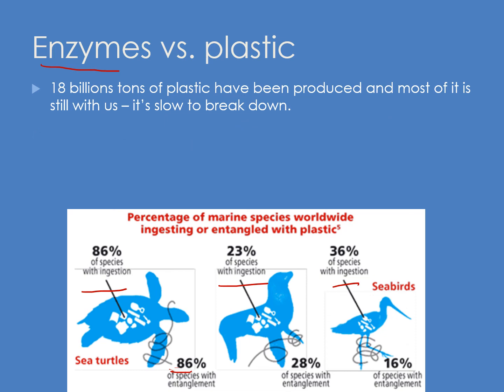So an introduction, 18 billion tons. By the way, you don't need to memorize these terms, just the general idea. 18 billion tons, i.e. that's a lot of plastic, have been produced, and most of it is still with us. It's slow to break down. It's a stable molecule. 9% has been recycled and 12% of it has been burned. That leaves about 80% of it still here.